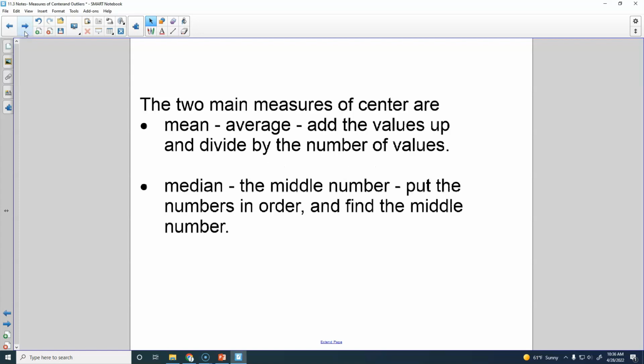Our two main measures of center that we are going to use are mean and median. For mean, that is our average, and it is going to be when we add up all the values and divide by the number of values. For median, it's the middle number. You have to put all the numbers in order and find the middle number of those numbers.